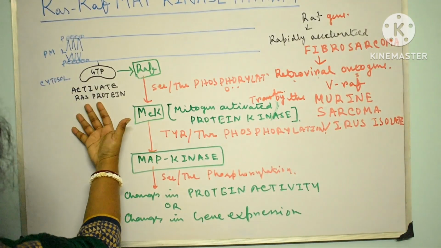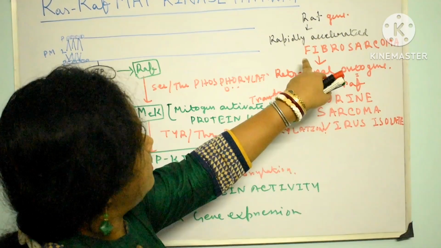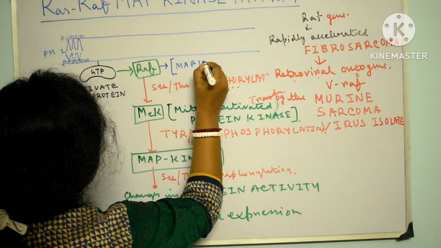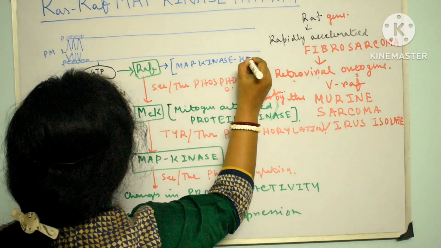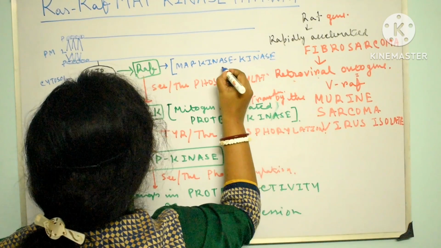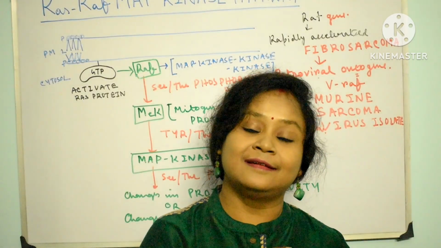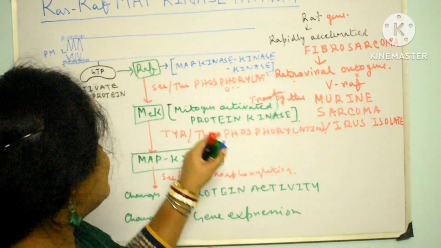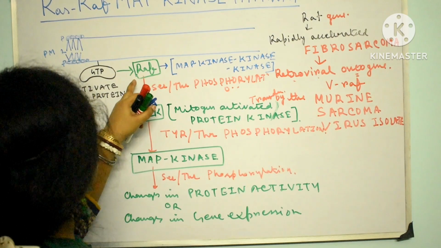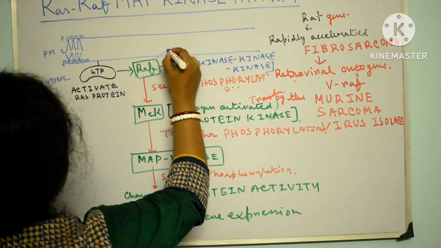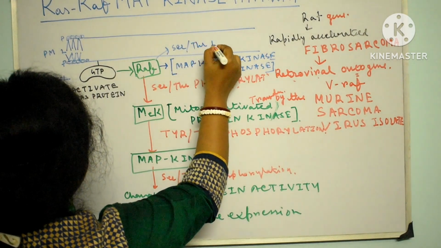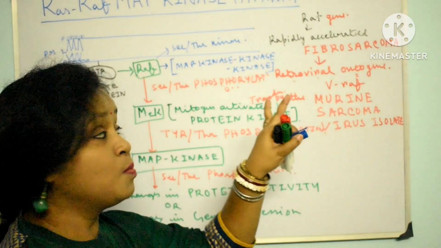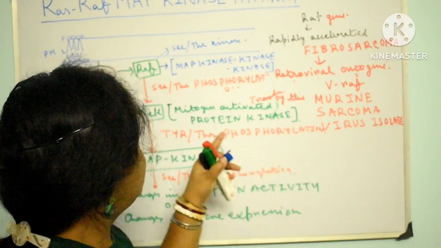First of all, activated GTP now can bind with RAF, and RAF is rapidly accelerated fibrosarcoma, and it is a retroviral oncogene. MAP triple kinase, MAP kinase kinase kinase. Okay. Many serine threonine kinases can participate in this phosphorylation process, but only 3 can make the core module. So these 3 are the core module. RAF is nothing but a serine threonine kinase. So among many serine threonine kinases, only 3 can constitute the core module of RAF. Is it now very clear?